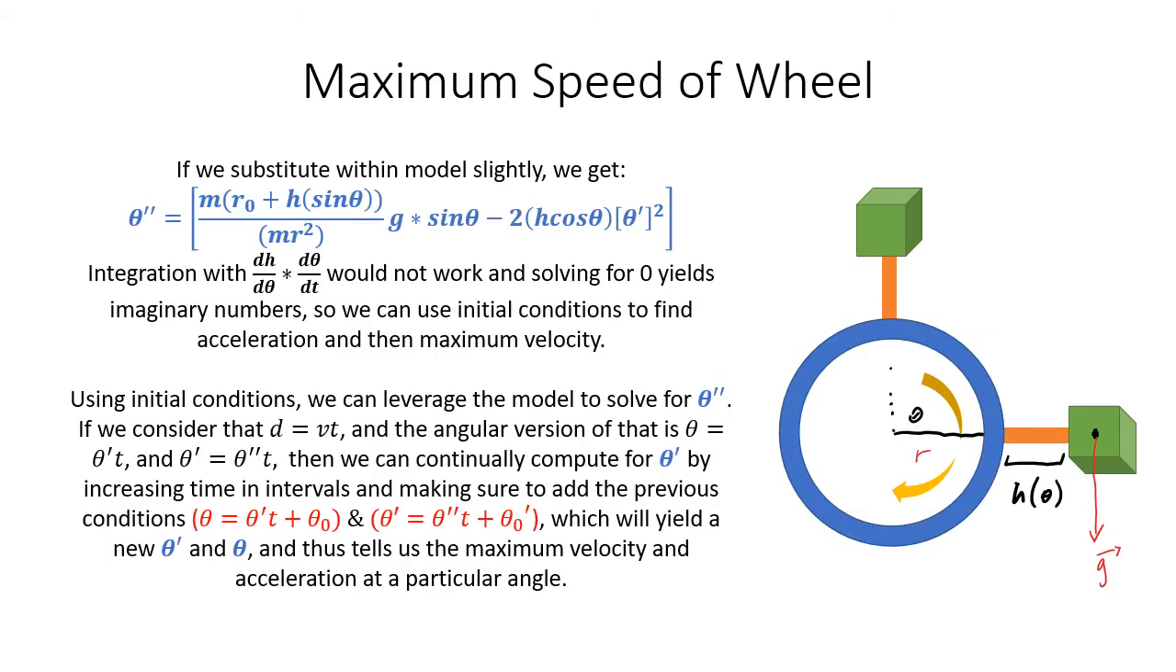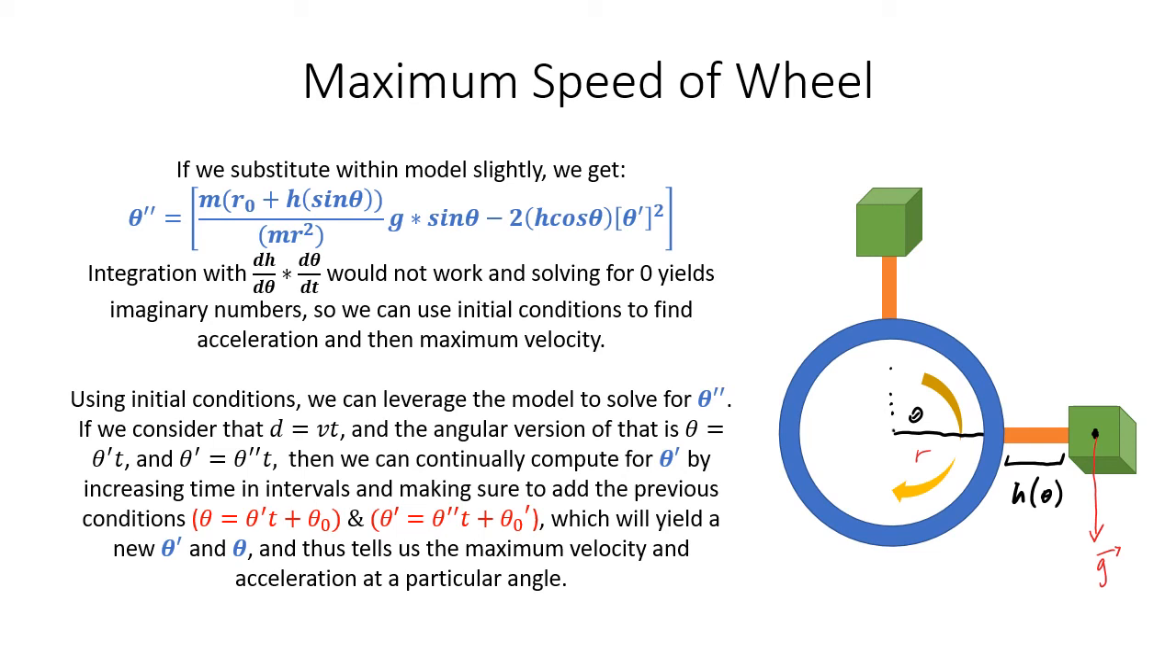And finally, let's talk about the maximum speed of the wheel. If we substitute within our model slightly, we get the equation you see in blue, where we take h sine of theta and insert it into the model, and then we clear out any derivatives. Integration with dh over d theta times d theta over dt would not work, and solving for 0 yields imaginary numbers, so we can use initial conditions to find acceleration and then maximum velocity. Using initial conditions, we can leverage the model to solve for theta double prime.